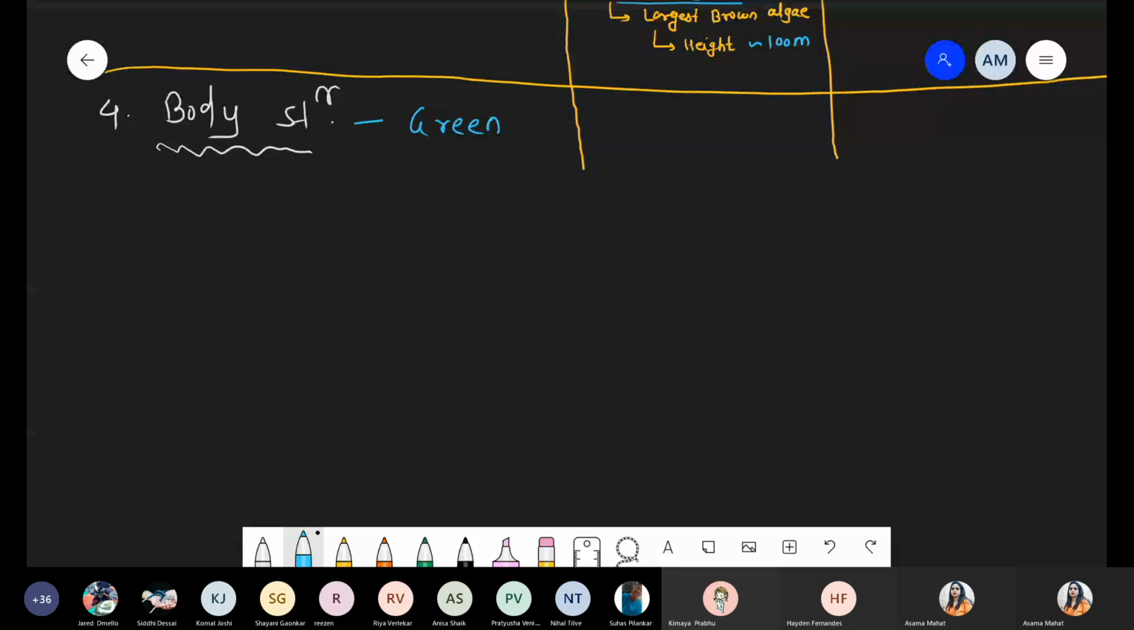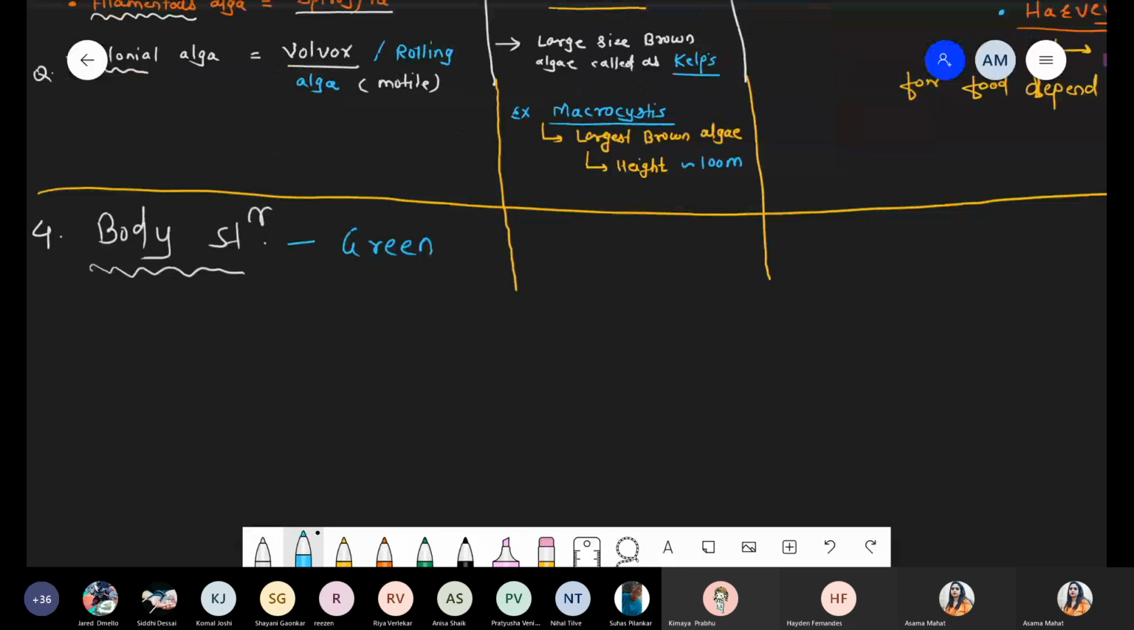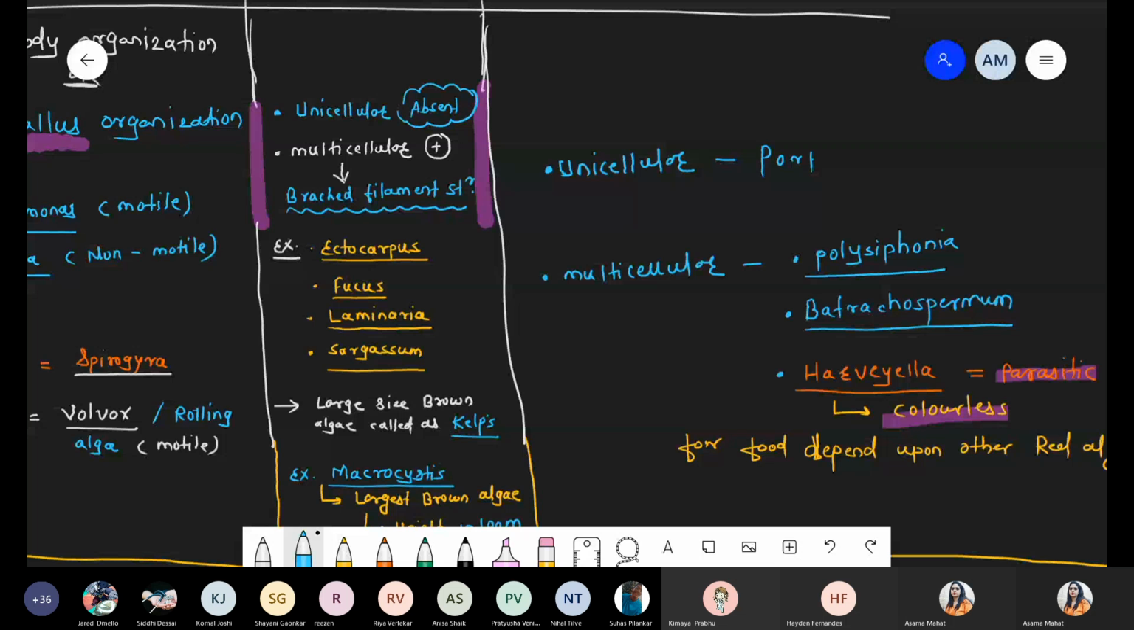No, it has unicellular. Write down. Actually, I forgot to tell you. One second. Porphyridium, for example. Porphyridium. So these are the examples for unicellular red algae. For the brown algae, we don't have any unicellular example, but green and red algae both have unicellular as well as multicellular.